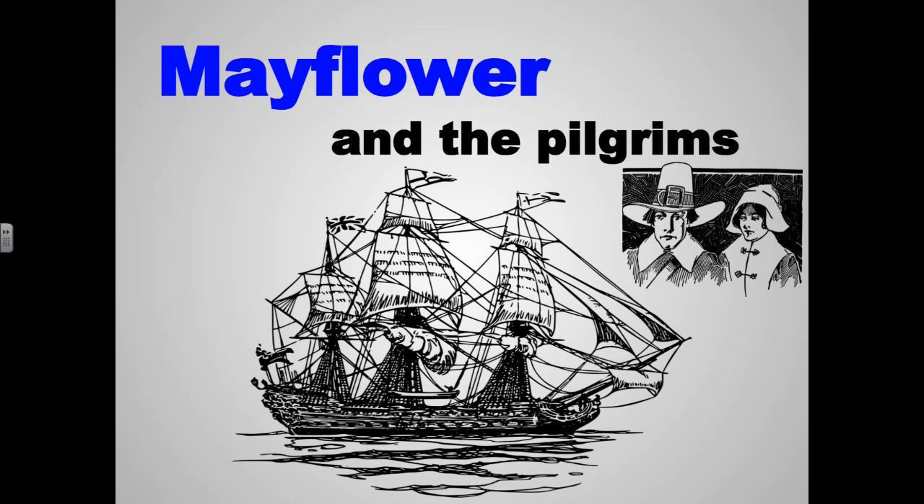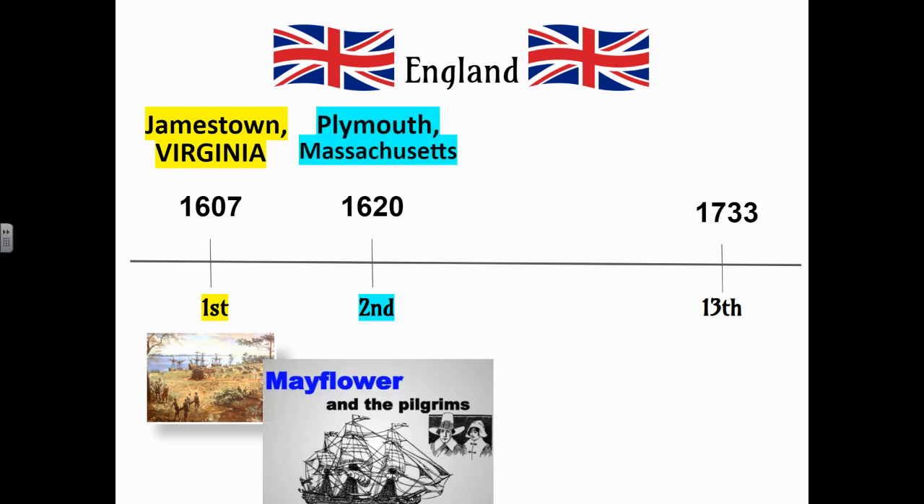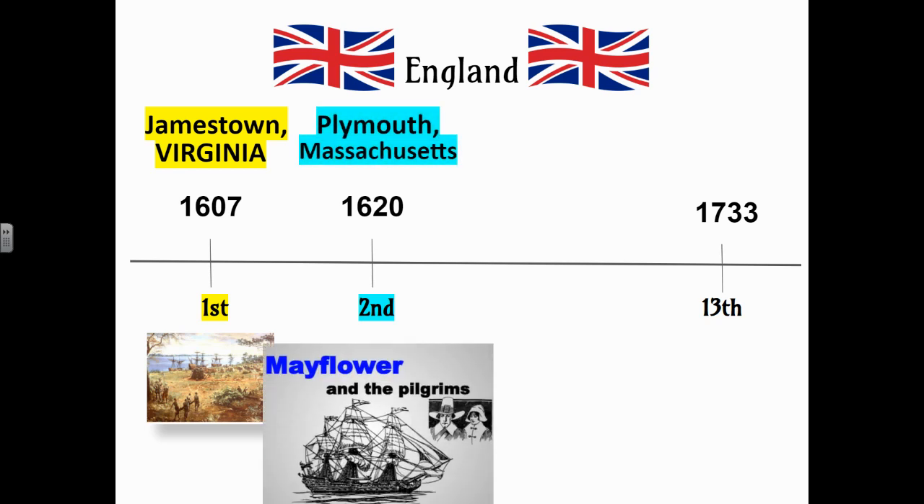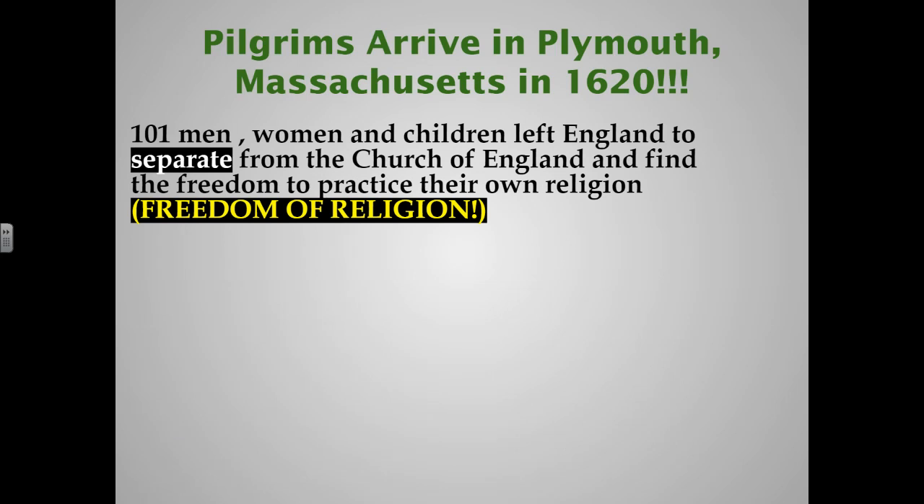If you remember, they were originally headed for Virginia, but unfortunately, they never made it there. They got blown off course by a terrible storm, and that was how we formed the second colony, that is Massachusetts, and it all started with Plymouth. And so if you remember this story, the Pilgrims arrived in Plymouth, Massachusetts in 1620.